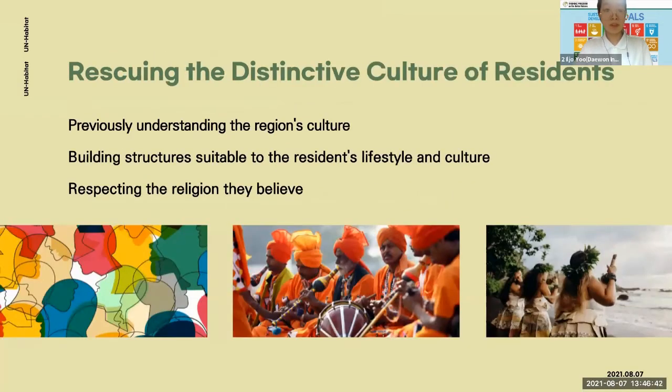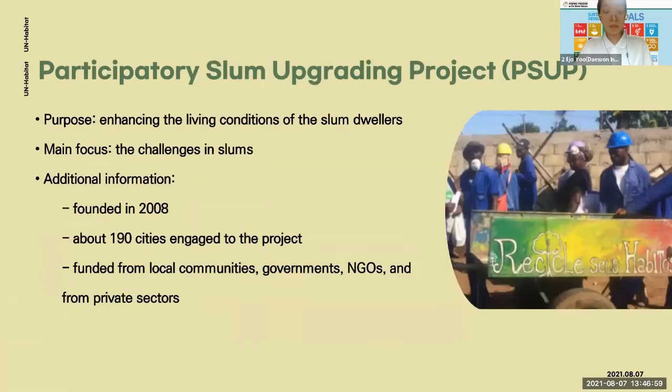One of the most pivotal requirements while building a resilient city is maintaining the distinctive culture of the residents. Because what they ultimately want from us is a place where they can enjoy their original lifestyles. So understanding in advance the region's culture would be very important. Based on these required conditions when developing the slums, let's take a look at a project that UN Habitat has been working on. I would like to introduce the Participatory Slum Upgrading Project, also known as the PSUP.